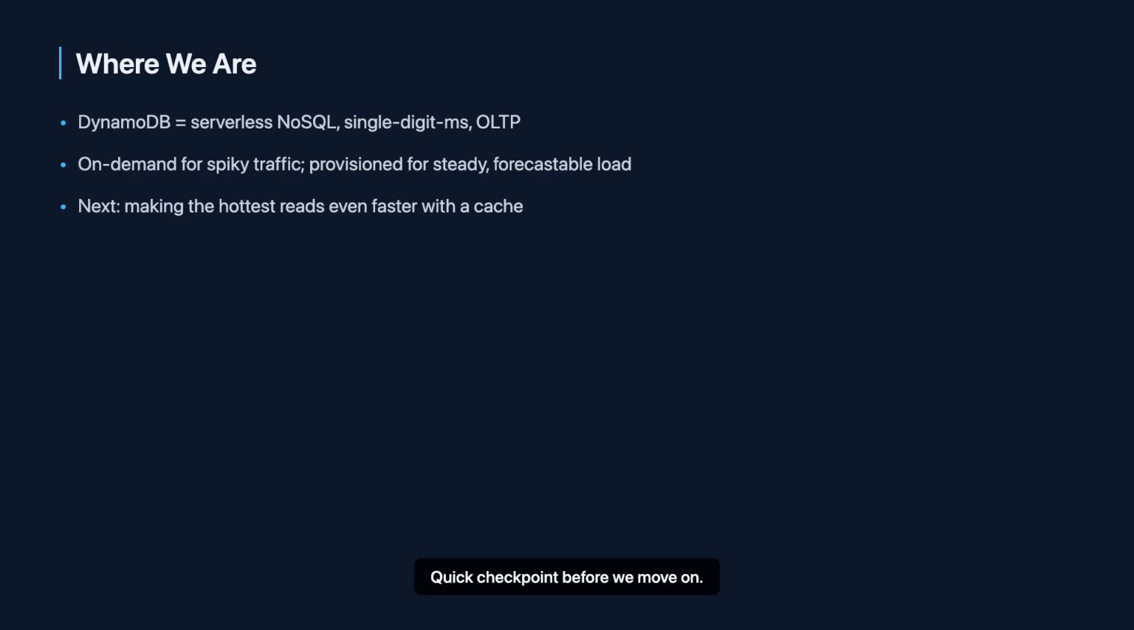Quick checkpoint before we move on. DynamoDB is your serverless NoSQL store, single-digit millisecond, transactional, that's OLTP. For capacity, on-demand handles spiky traffic, and provisioned saves money on steady, forecastable load, with identical latency between them. Now, even single-digit milliseconds isn't the fastest you can go. For the very hottest reads, there's another tier, and that's the cache.